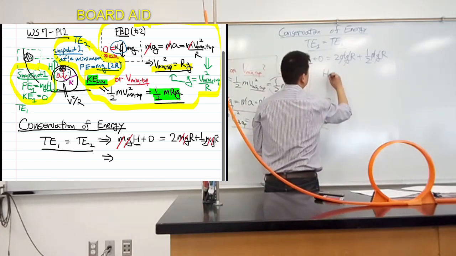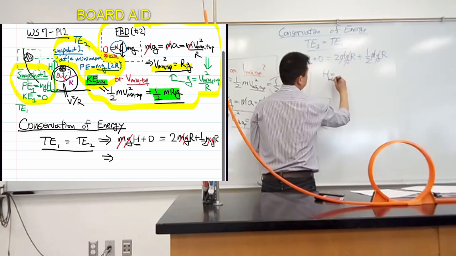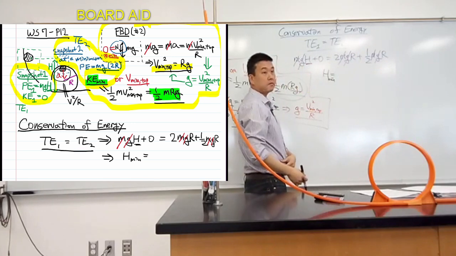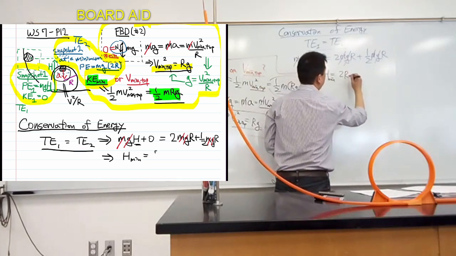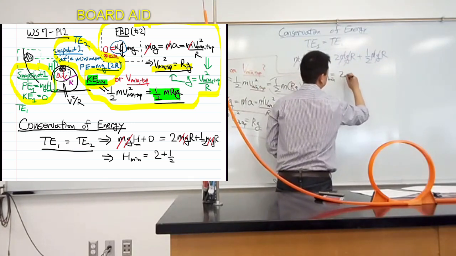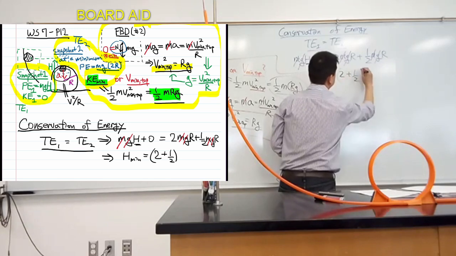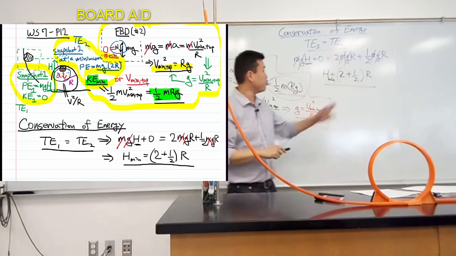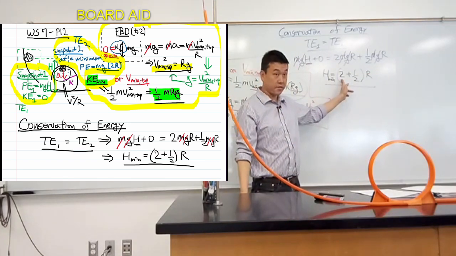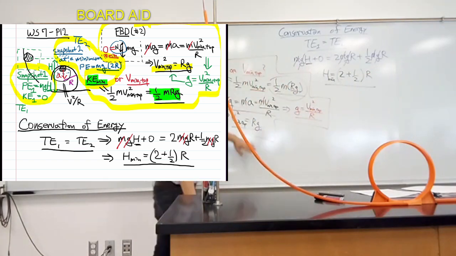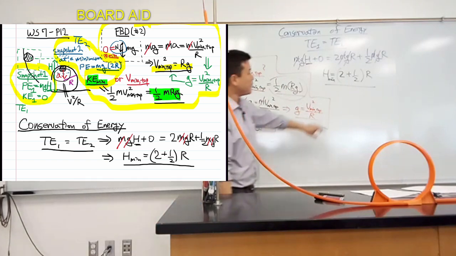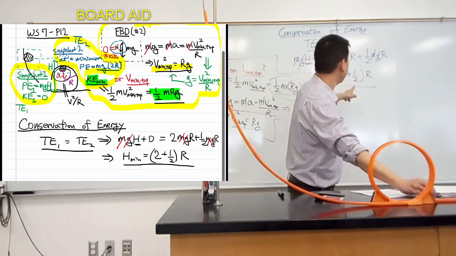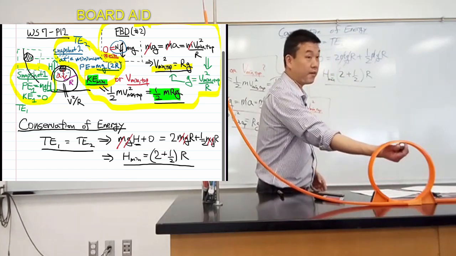So the minimum height that I need to start out at is equal to 2r plus 1/2 r. I guess I should write it that way: 2r plus 1/2 r. So our earlier guess was 2r, which would give us enough energy. What this calculation is now showing is that I need to add a little bit of height in the starting position so that it'll have enough kinetic energy to keep moving here.